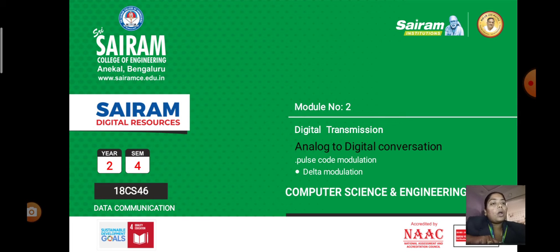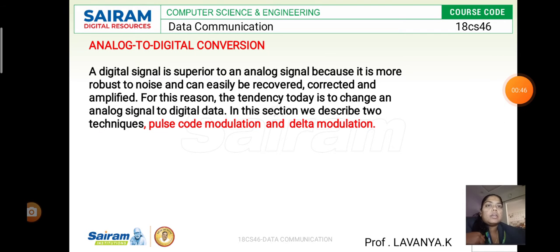So now we will see the definition of analog to digital conversion, and what pulse code modulation and delta modulation are. Analog to digital conversion is done by taking an analog signal as the input and converting that analog signal into a digital output. That we call analog to digital conversion.